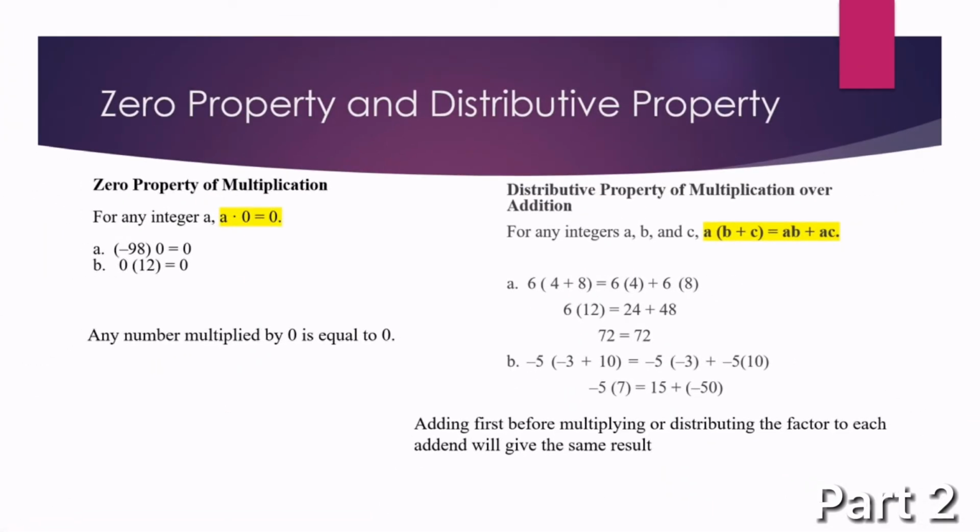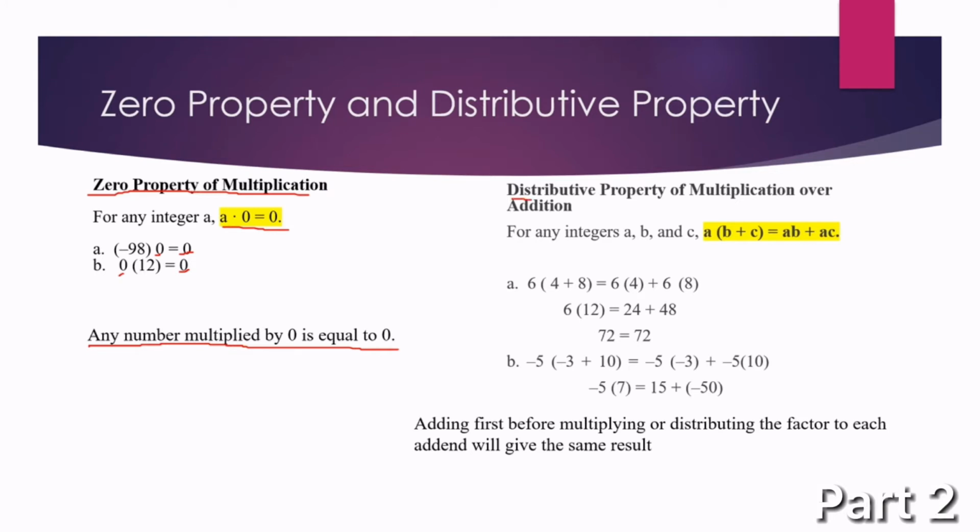Another property is zero property and distributive property. For zero property of multiplication, we have for any integer a, a times 0 is equal to 0. Sa madaling salita, any number multiplied by 0 is equal to 0. For example, negative 98 times 0 is equal to 0. 0 times 12 is equal to 0. So, kahit anong number, kapag minultiply mo sa 0, ang sagot ay 0. And that is zero property.